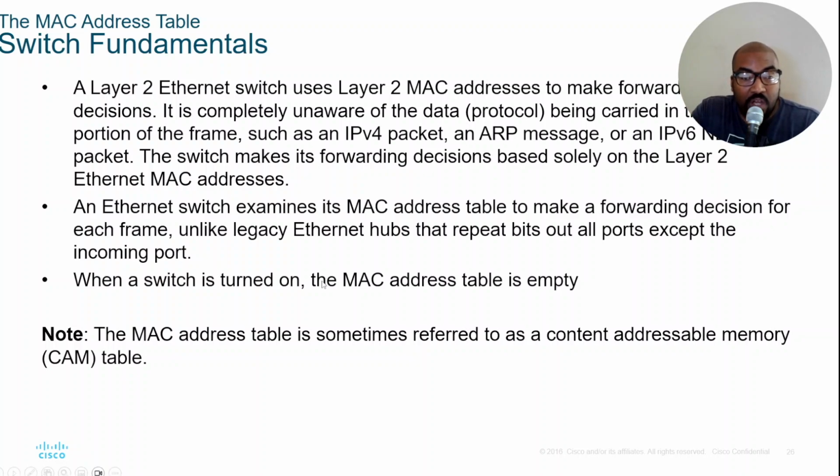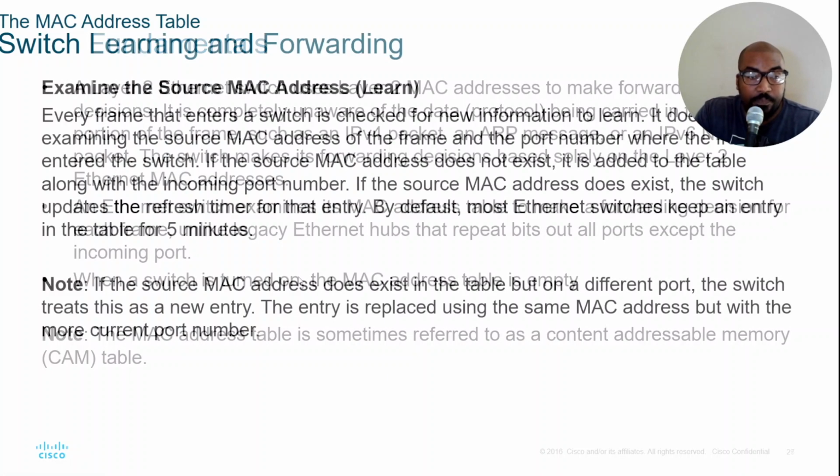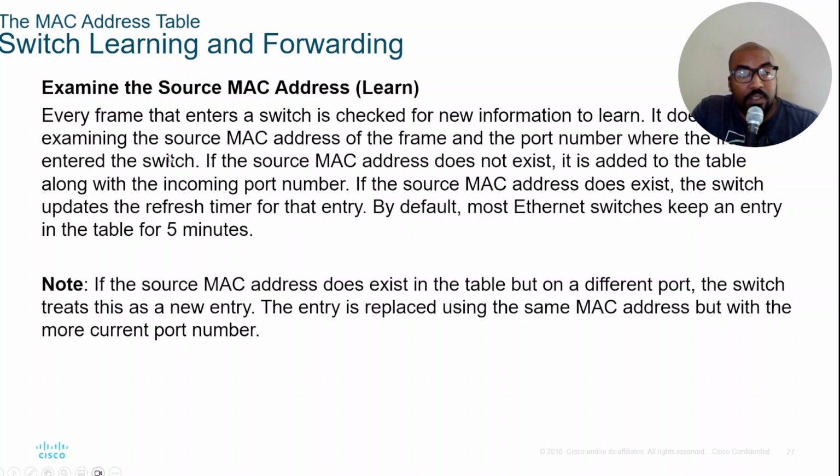When a switch is turned on, the MAC address table is empty. I'm going to show you a packet tracer on that shortly. So examine the source MAC address. We're going to learn. Every frame that enters a switch is checked for new information to learn. It does this by examining the source MAC address of the frame and the port number where the frame entered the switch. If the MAC address does not exist, it is added to the table along with the incoming port number.